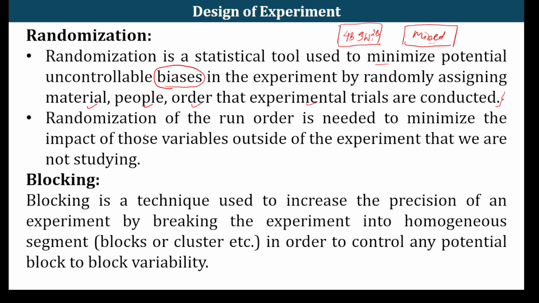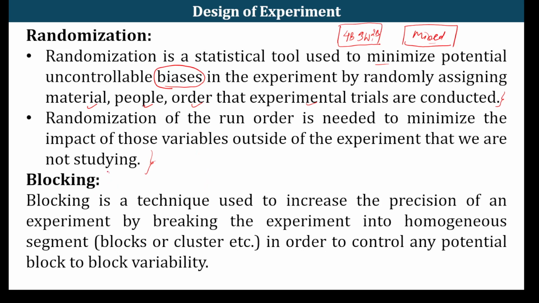Then randomization of the run order is needed to minimize the impact of variables outside of the experiment that we are not studying. Sometimes some external factor will come into the picture, and that variable is not our interest, so to avoid that variable we are doing the randomization. So this is all about the randomization of the experiment.